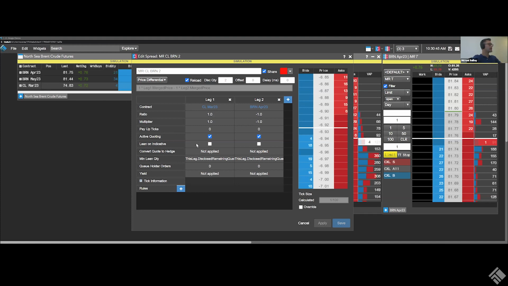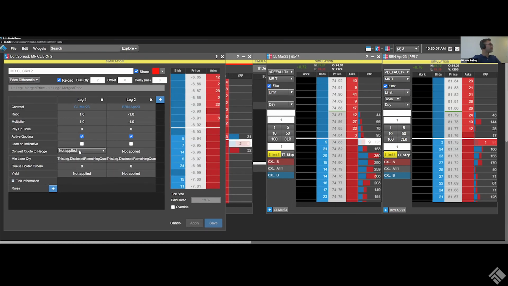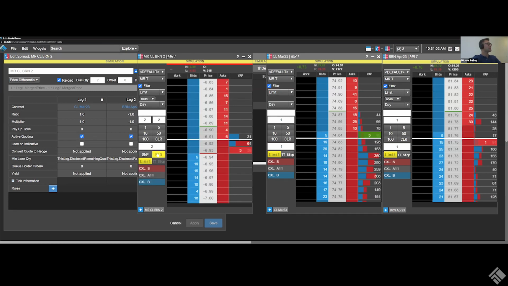If we go back to our configuration here, we left off on lean on indicative. The next one here is going to be convert quote to hedge. Now, convert quote to hedge is a necessary feature, as when we were placing simple orders here, we're quoting on both legs. There is a situation in which a market dislocation can occur in both legs, where there can be a big sell-off in CL and a large buy order in Brent, in which case both of these orders get filled simultaneously.